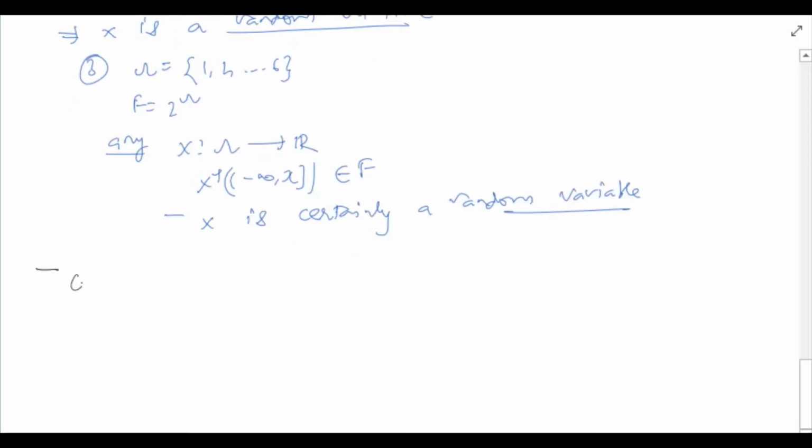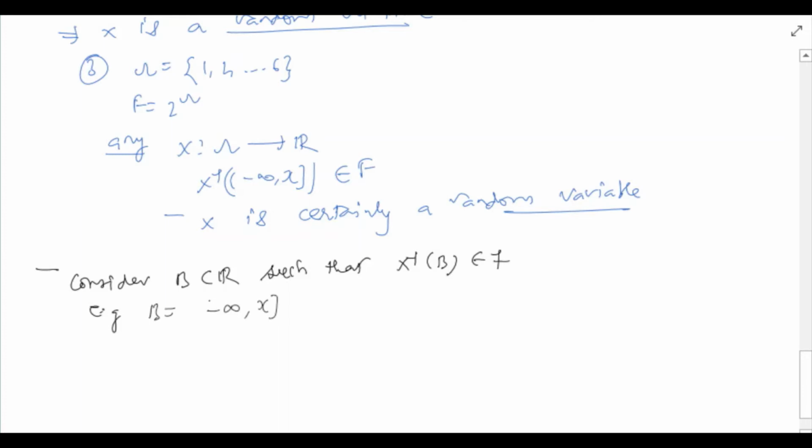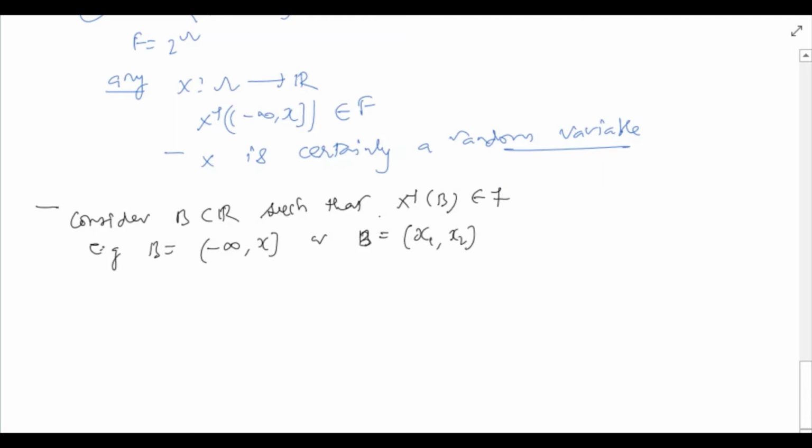Now consider any subset B of R such that its pre-image is an element of the event space. For example, B could be of the form (minus infinity, x], or B could be of the form (x1, x2]. It can be seen that if X is a random variable, then for all such sets, their pre-image will be elements of the event space.